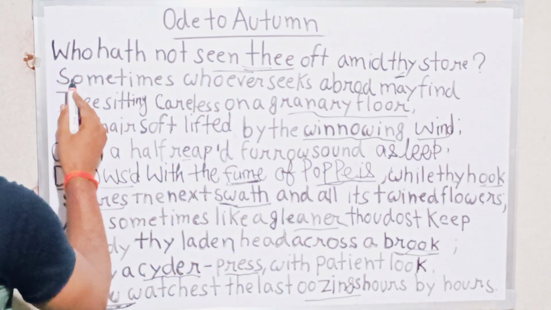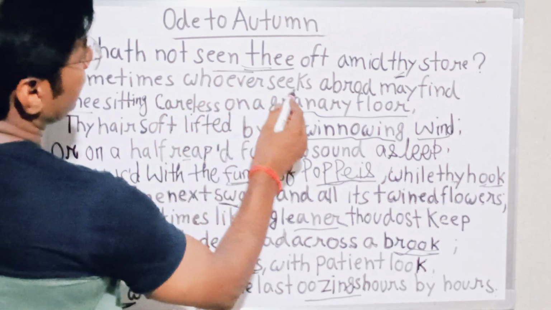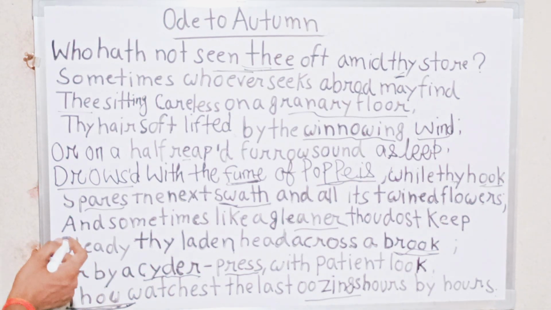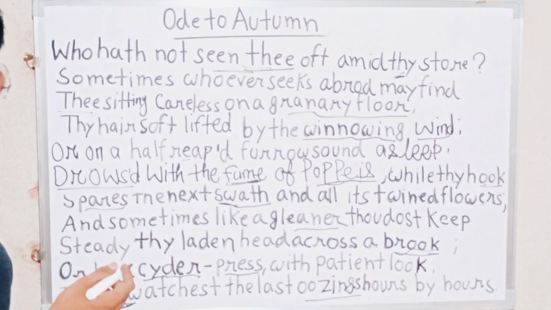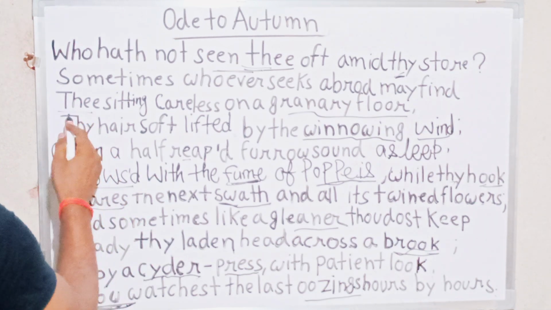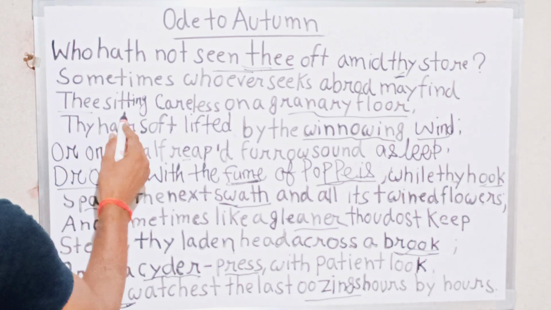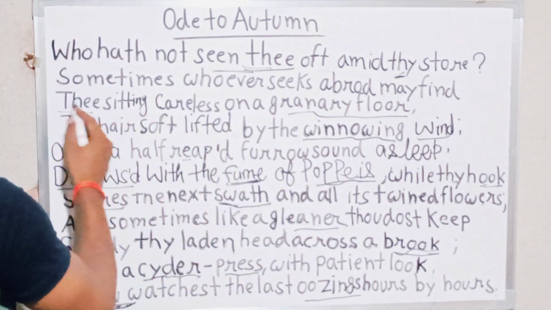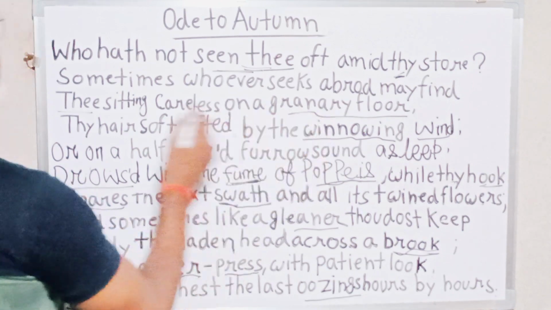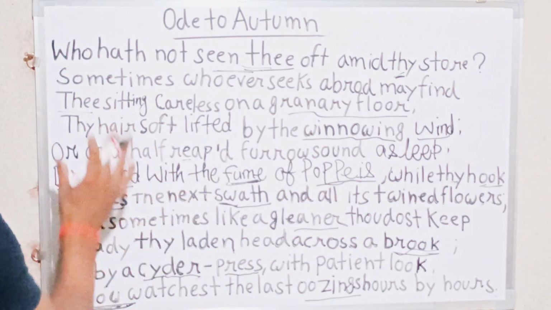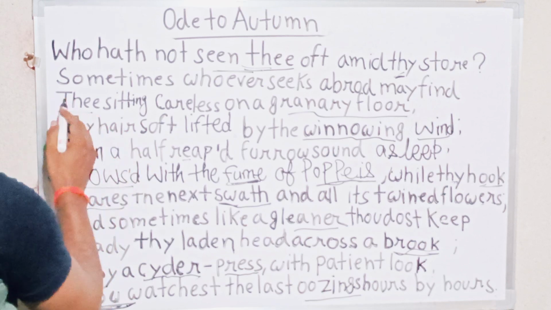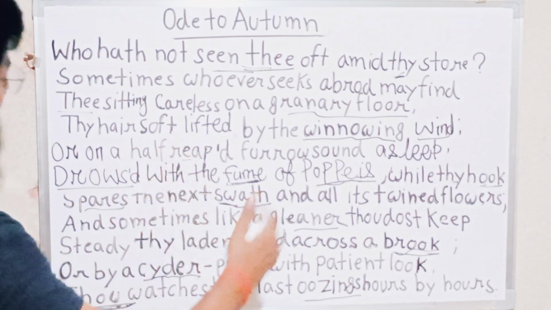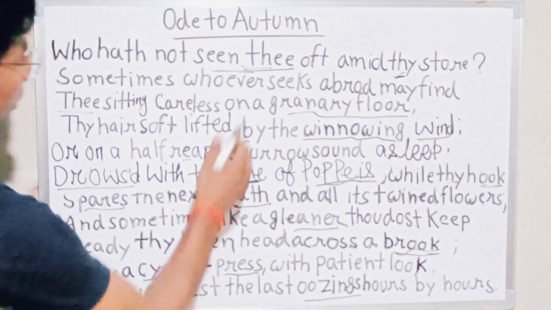Now see the next line. Sometimes whoever seeks abroad may find thee sitting careless on a granary floor. Again, throughout the poem the autumn is personified. So again personification is used, because he imagines autumn as a woman sitting in a very careless manner on a granary floor.